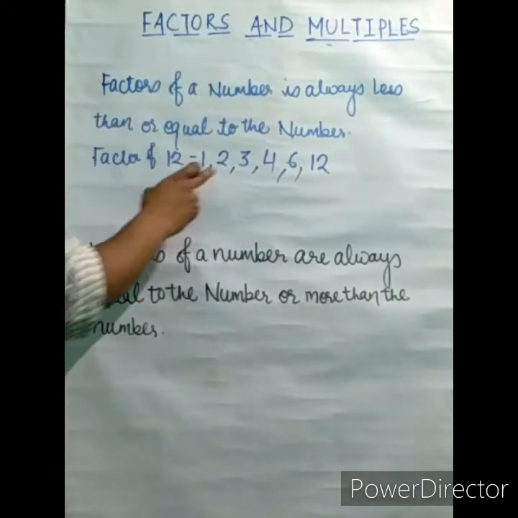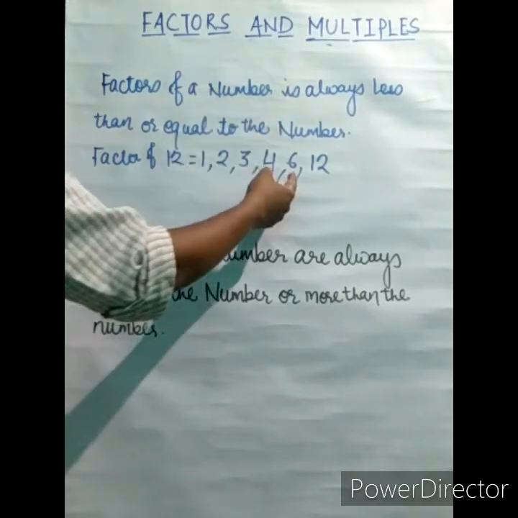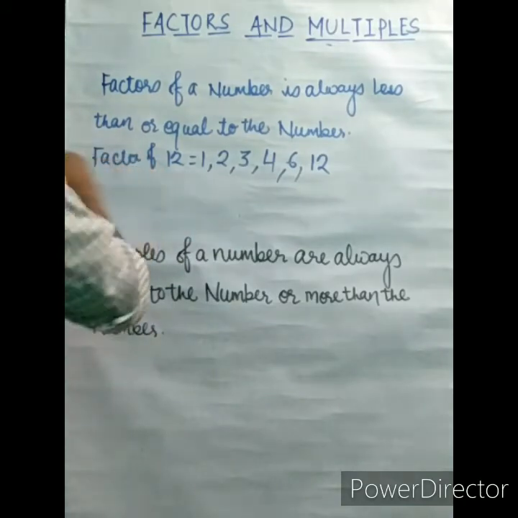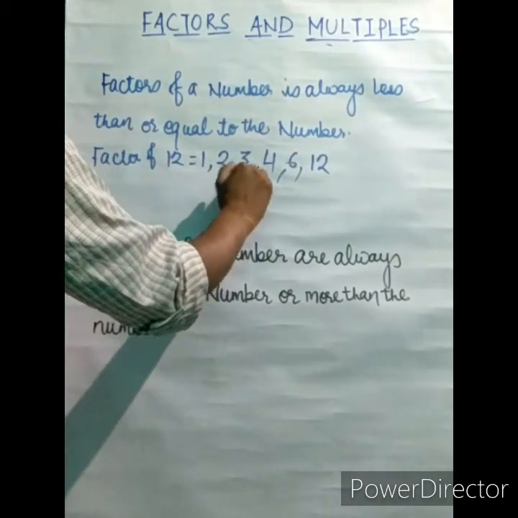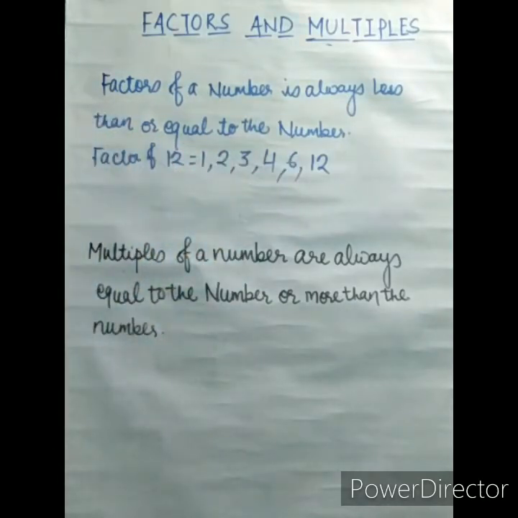1 12 is 12, 2 6 is 12, 3 4 is 12, 4 3 is 12, 6 2 is 12, 12 1 is 12. It means 12 is coming in the table of 1, 2, 3, 4, 6, 12. That's why these are the factors of 12. Now one more example you can take.